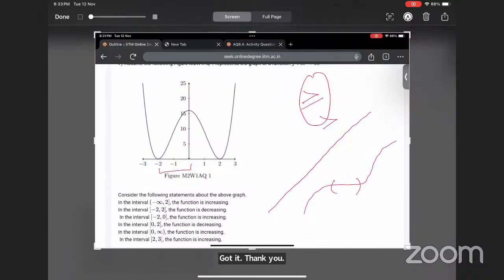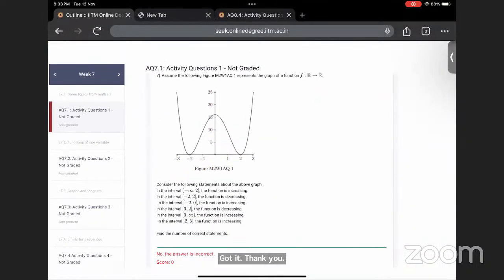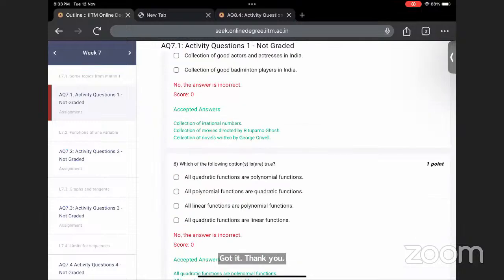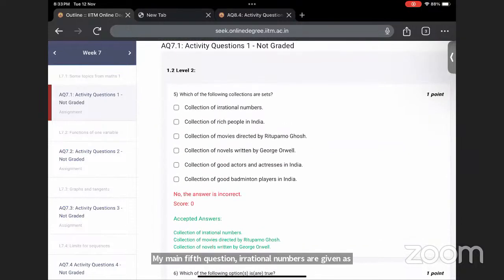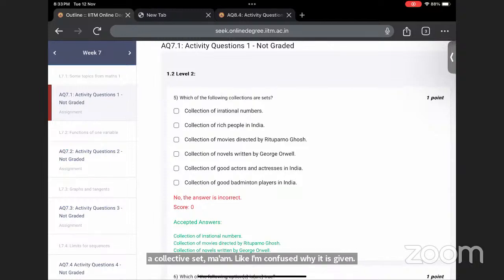Is there any other doubt in 7.1? Ma'am, in the fifth question, irrational numbers are given as a collective set. I'm confused why it is given. Is it right or wrong? Can we count irrational numbers? We cannot count irrational numbers, but this is a set. I mean, a set need not be countable, no? A set can be uncountable also. So this is a set, but an uncountable set.